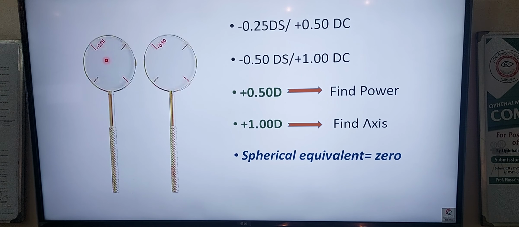This one is the 0.5 diopter cross cylinder and is written like that, minus 0.25 diopter sphere and plus 0.5 diopter cylinder. And this is the 1 diopter cross cylinder and is written as minus 0.5 diopter sphere and plus 1 diopter cylinder. The plus 0.5 diopter cross cylinder is used to find power and the plus 1 diopter cross cylinder is used to find the axis. The spherical equivalent of the Jackson cross cylinder is actually 0. Half of 0.5 will be plus 0.25 and its spherical equivalent will be 0, and half of plus 1 will be plus 0.5 and its spherical equivalent will be 0.